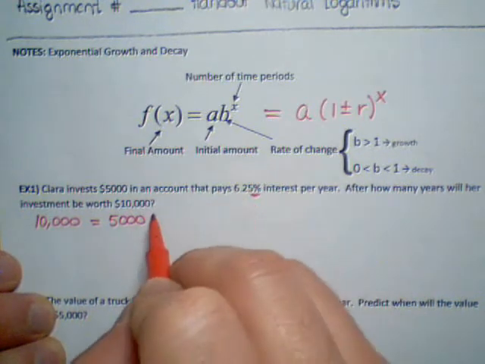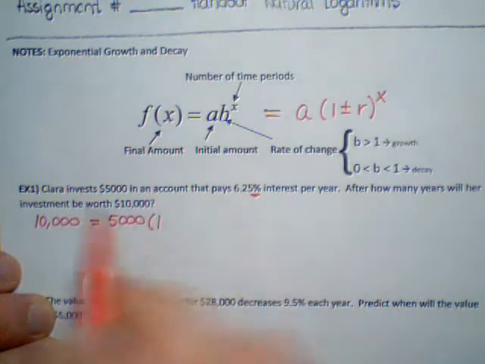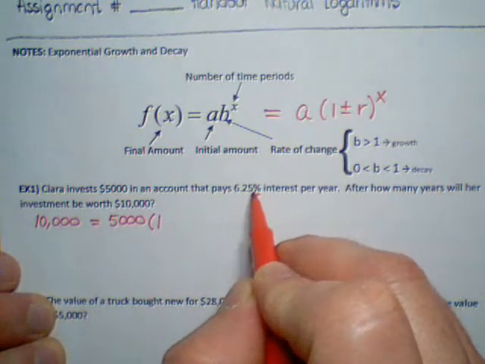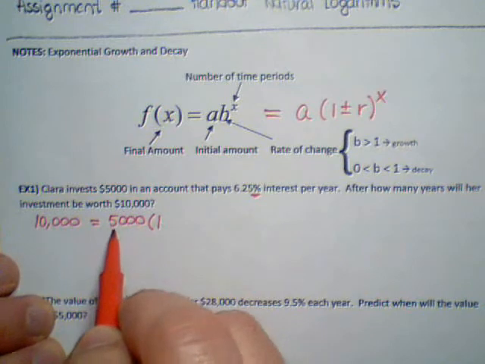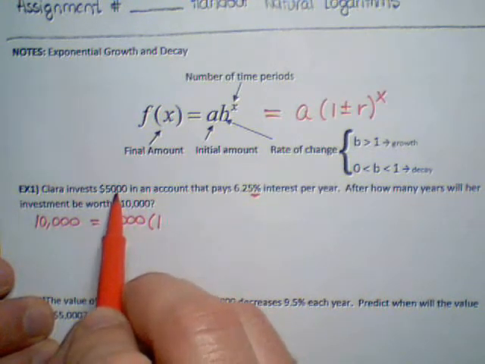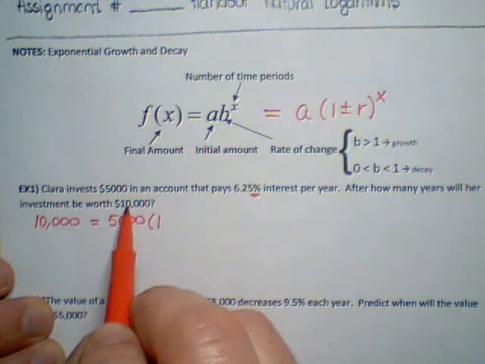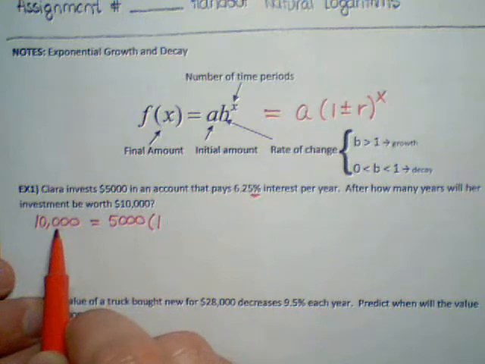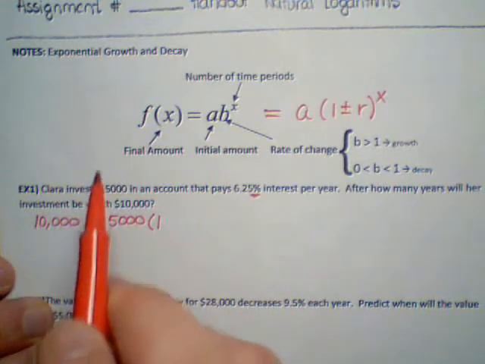And then, are we dealing with percentage? Yes, we are. So that means we're going to open parentheses and put a 1. And are we going to add or subtract? Well, in order to decide that, you have to read the problem. If you notice that your money is increasing, you're starting with $5,000 and hoping to end up with $10,000, so your money is going up.